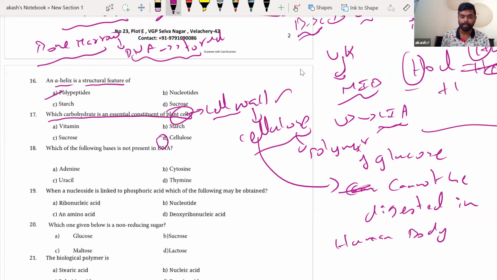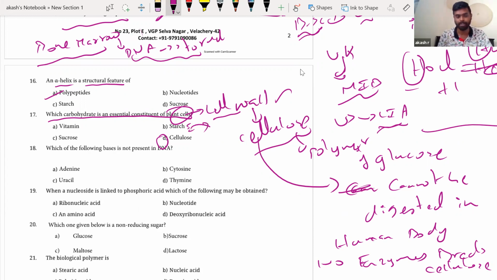Why? Because we do not have enzymes. There are no enzymes which can break cellulose. No enzyme in our body can break cellulose. That is the reason. We don't have the proper enzymes to break cellulose into glucose. But starch is also a polymer of glucose, and we do have enzymes for this in our body. Some enzymes can break up starch into glucose units, which can be utilized in our body. But we don't have enzymes for cellulose, so that is why we cannot eat grass.